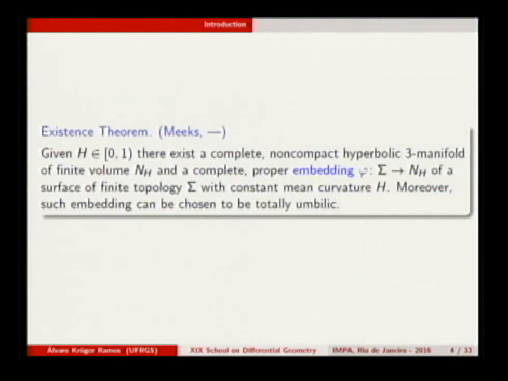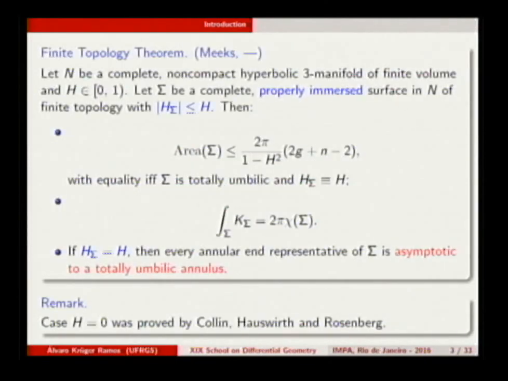The next result I intend to show you today is the existence theorem. Given any h less than 1, we can find an example of a constant mean curvature h surface of finite topology, properly embedded inside some non-compact hyperbolic 3-manifold of finite volume. This is what this statement is saying. And moreover, this embedding can be chosen to be totally umbilic. So it will actually have exactly the ends which every other surface is asymptotic to.